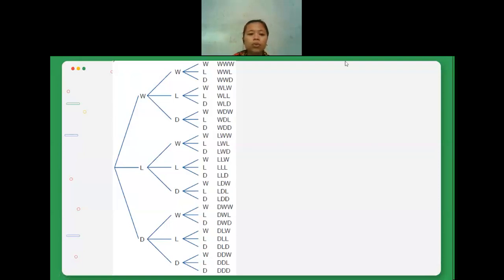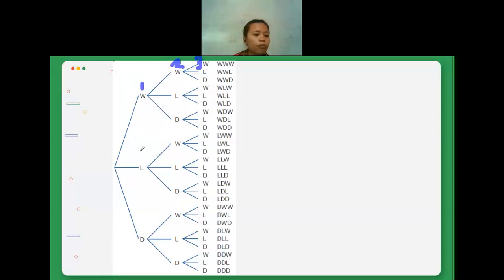This is for the first game, this is for the second, and the last one is for the third. If there were 4 games, you would have to open another branch on each letter W, L, and D, something like that.